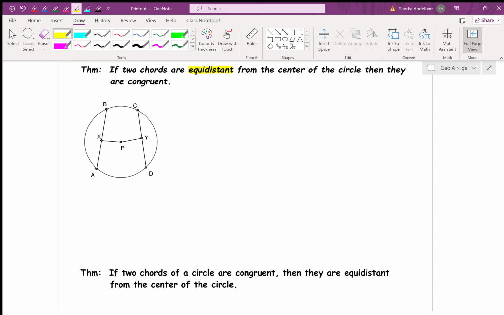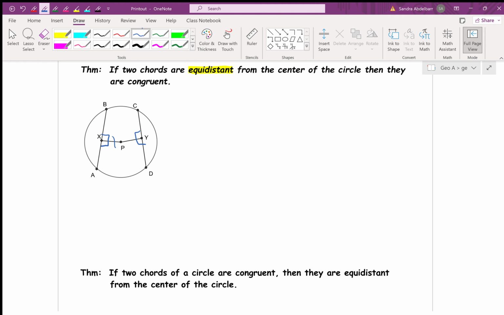We've just done this 5 times already. The distance from the chord to the center is the length of what? Ishita, what is it? Good. It is the length of the perpendicular. So they're saying if two chords are an equal distance to the center, meaning if their perpendiculars are the same length. So let's say we have PX and PY.